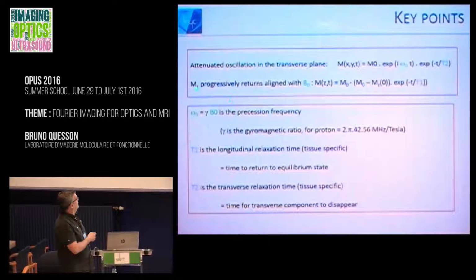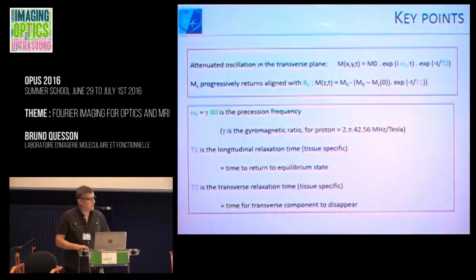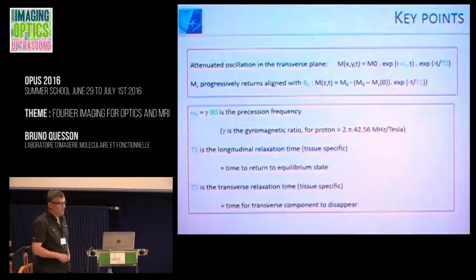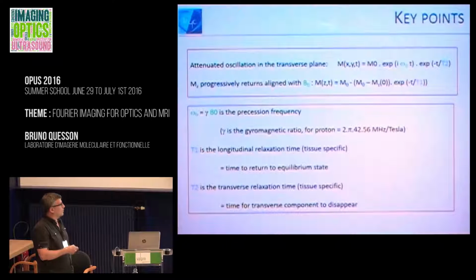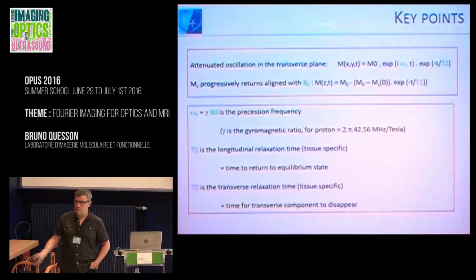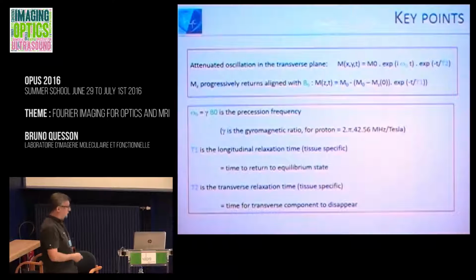Okay. And the magnetization along the z-axis returns progressively aligned with B0 following this equation. And here you have a second relaxation time, which is called the T1. So you have, in fact, two relaxation times that are involved in the relaxation process. And what you measure is the transverse magnetization, because you have this small magnetization turning, and you have a coil, and you can detect the flux of this moving magnetization.